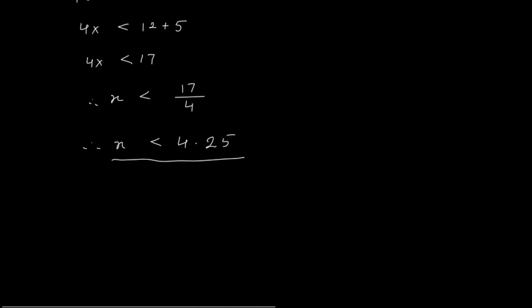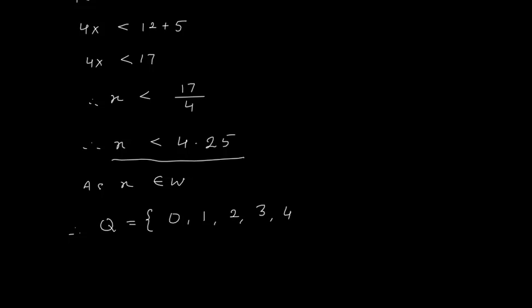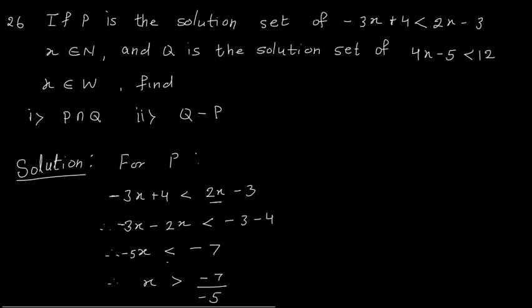So as x belongs to whole number, therefore the set Q will be the whole numbers less than 4.25. What are the different whole numbers? 0, 1, 2, 3 and 4. This is the solution set for Q. So we have got P, we have got Q.